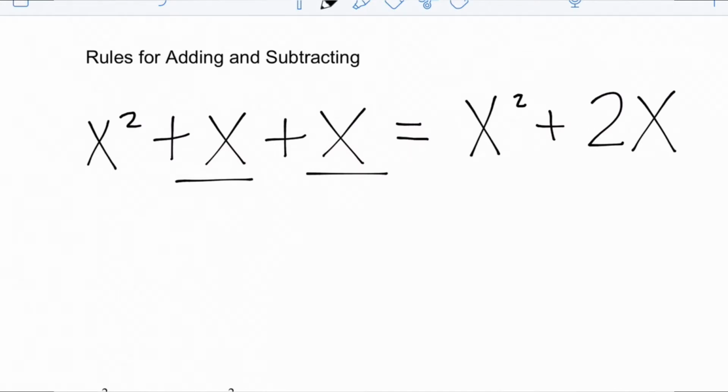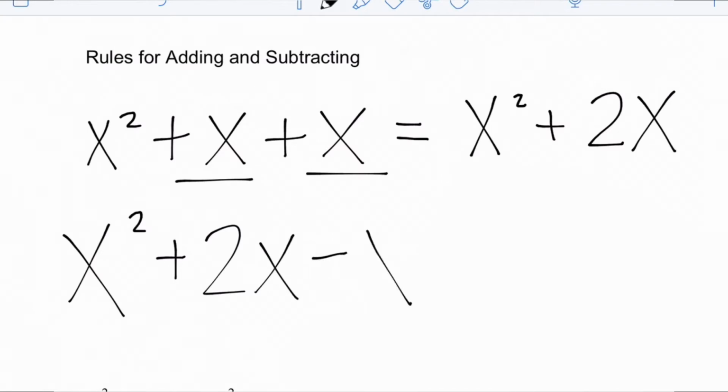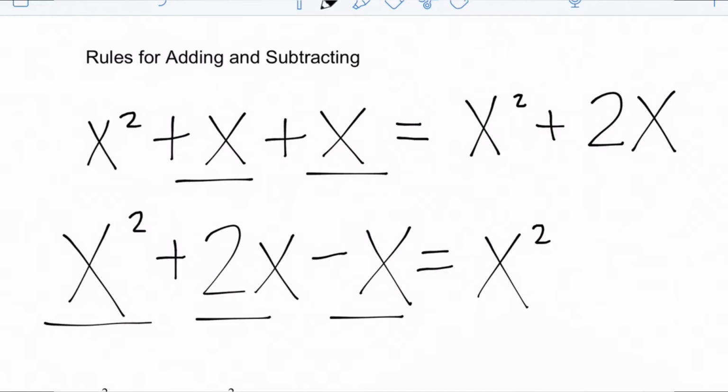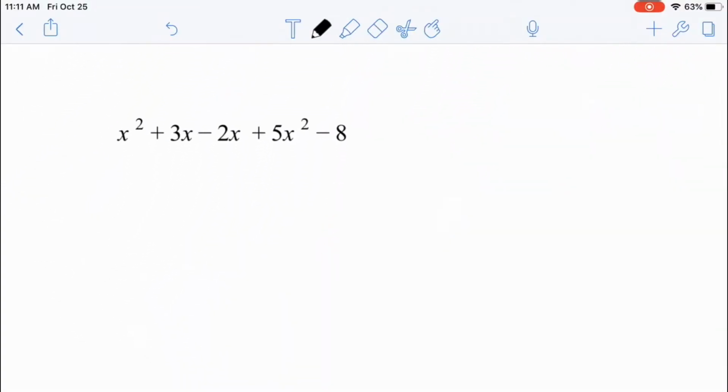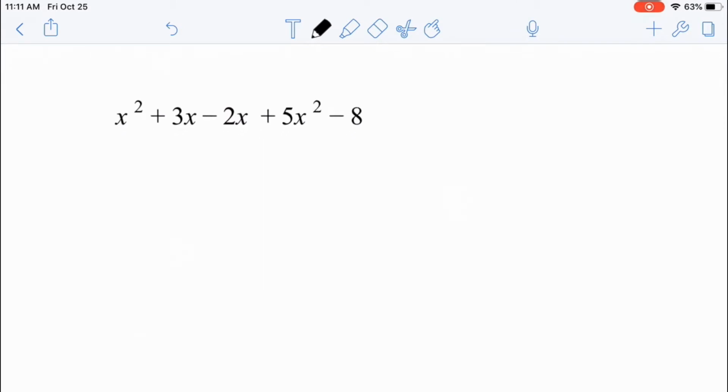Let's make it a little more complicated. And just to make sure, if we have x squared plus 2x minus x, I want to make sure that you understand that once again there's no other x squared, so it stays the same. But this is 2 minus 1. This becomes plus x. Okay? So now that we understand that the rules are the same for adding and subtracting, let's go ahead and get into some practice.